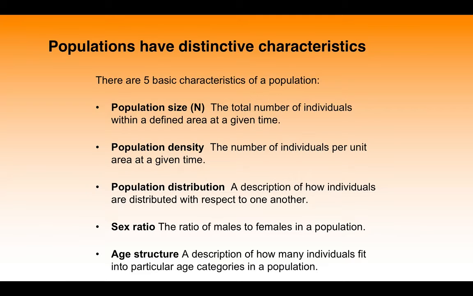You also need to know how to calculate population density, and population distribution, which describes the clumping or even distribution of individuals within a population. And you've got sex ratios, which really mean gender ratios, males to females. And finally, an age structure, which determines how many individuals are in a particular age category, such as a cohort.